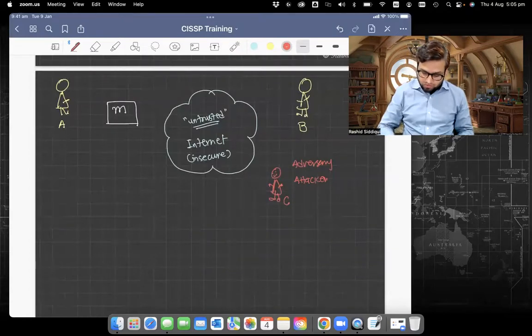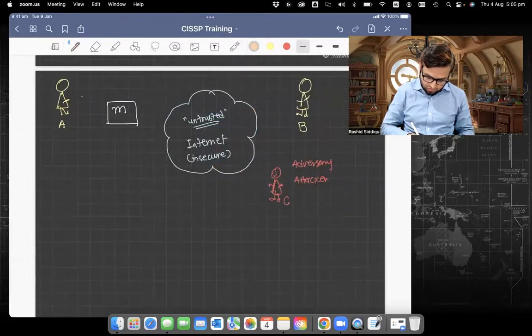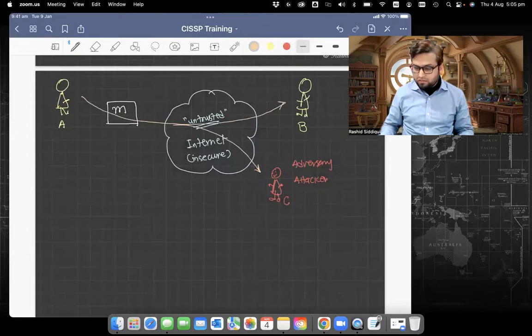Now, what will happen? What's the common problem? The problem is that if this message is going to travel to B, there is a high chance that C will sniff this message and read it, right? Now, to stop this, we have to do something so that either C can't intercept it, or if C can intercept it, C can't read the message, right?